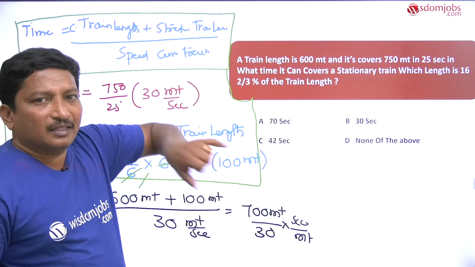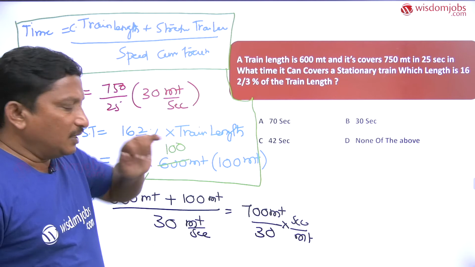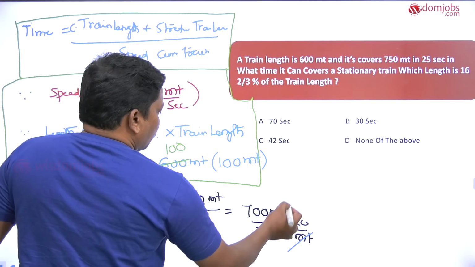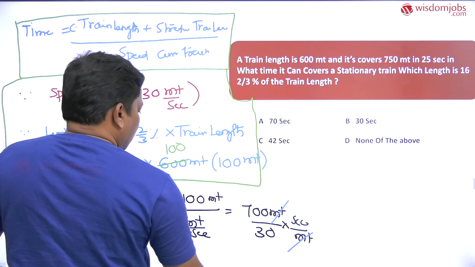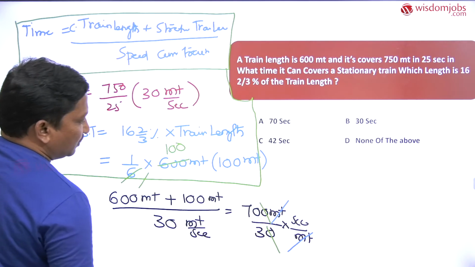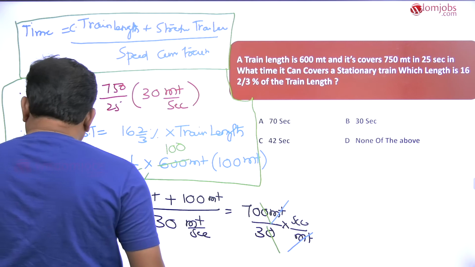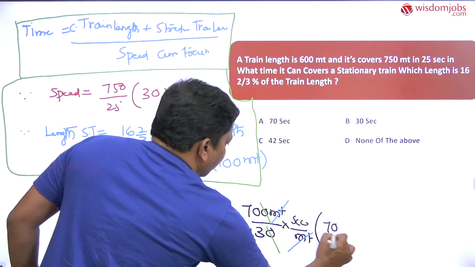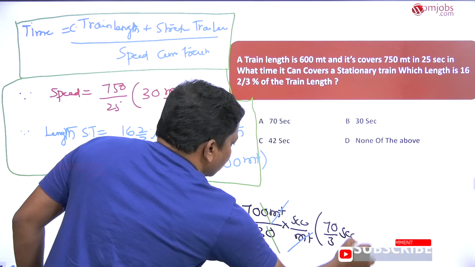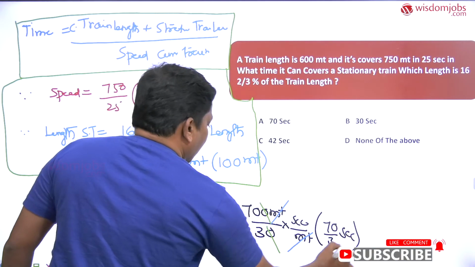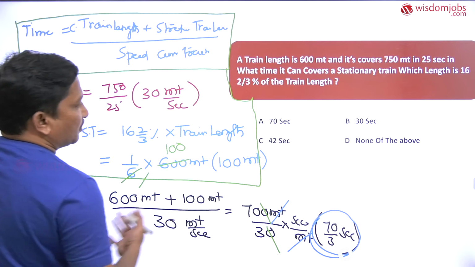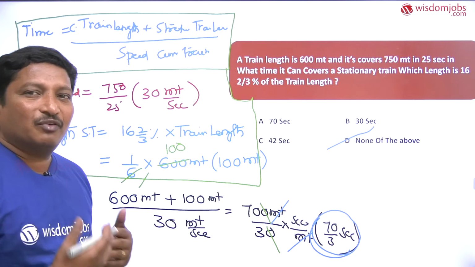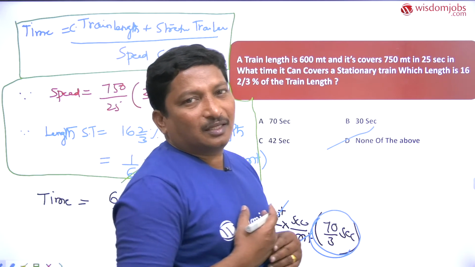It would be like this: the meters cancel, and finally the time can be taken as 70 by 3 seconds. So this is our final answer. Unfortunately the options are not given here, so the answer is none of the above. So that is one way of approach to getting the answer.